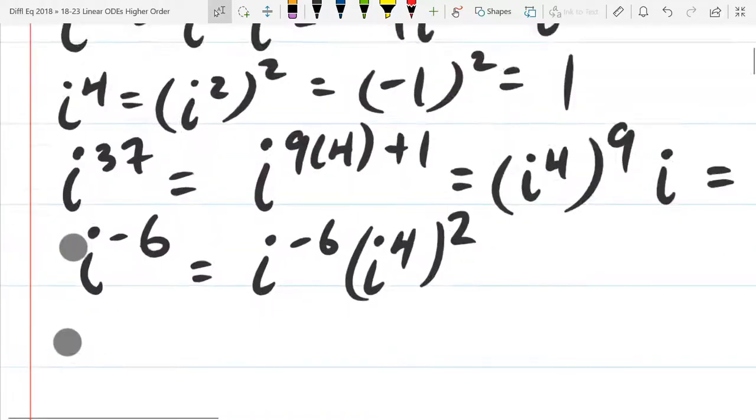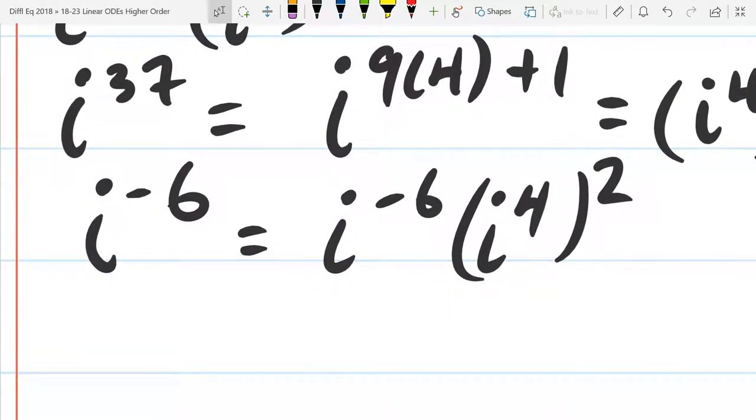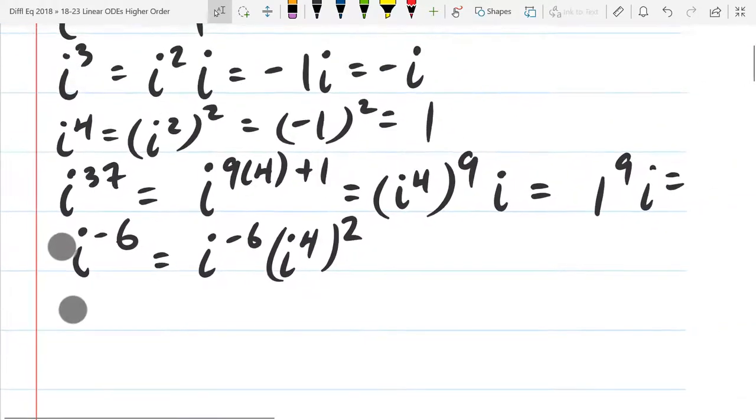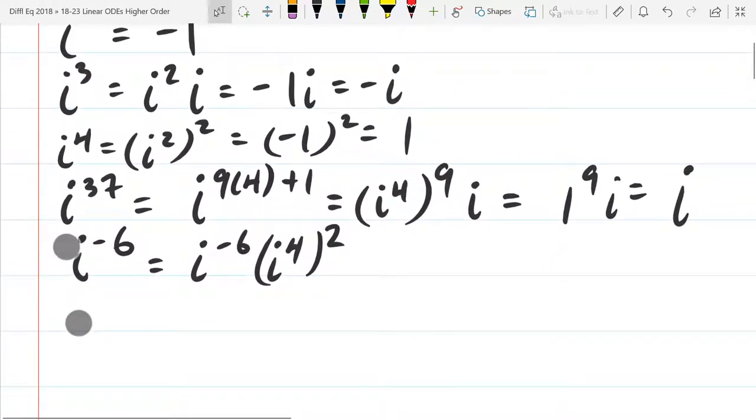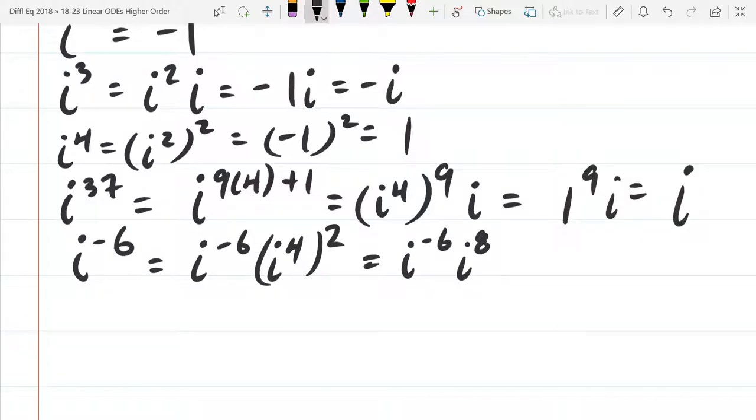Why am I allowed to just multiply by i to the 4th squared right here? Because it's 1. There's nothing particularly special about it other than it's 1, which is why I'm allowed to multiply by it. And of course, this is i to the 8th; you just multiply those two powers. And now we can add negative 6 plus 8, which is i squared, and that's negative 1. So here's how to deal with negative powers.